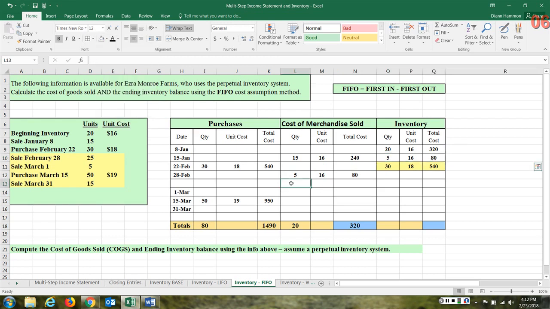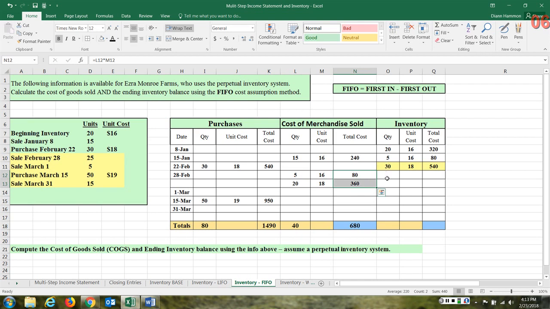But I'm still selling goods. So a total again of 25 were sold here on February 28th. So I need to get 20 more units. So my next 20 units will come from that layer that was purchased for $18 each. So let's put that math in place as well. Multiply 20 times the $18 each. So we have 80 plus 360. So the total cost for this particular sale was the combined total of 80 plus 360, which would be 440. That's just for the one sale on February 28th.